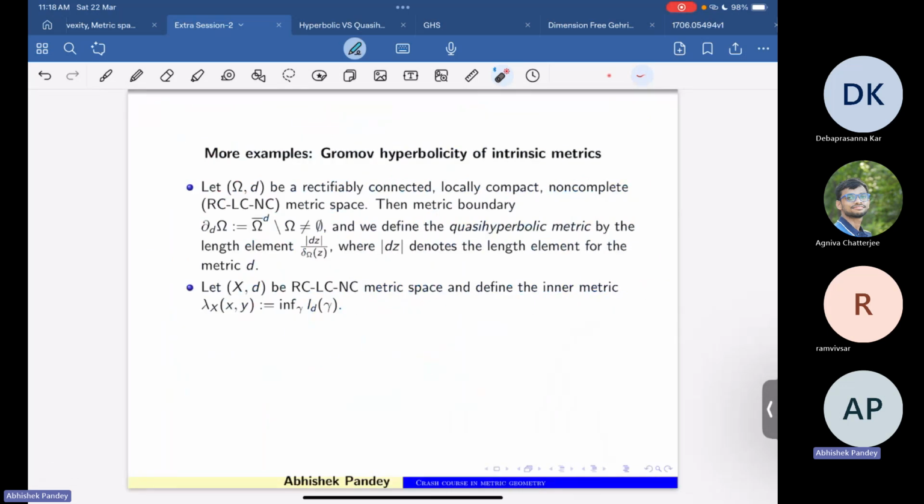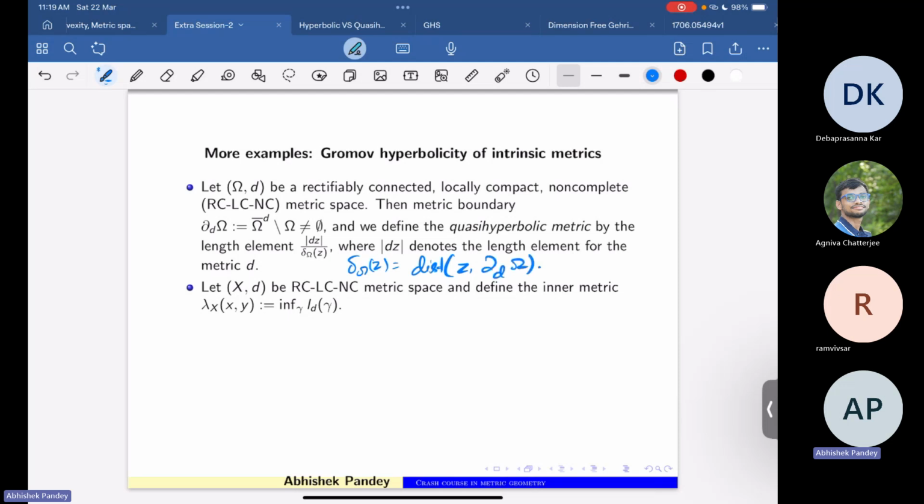Okay, so here we are going to talk about the characterization of Gromov hyperbolicity with respect to the quasi-hyperbolic metric. Again, let (Omega, d) be a rectifiably connected, locally compact, non-complete metric space, and we define the quasi-hyperbolic metric with the length element |dz| over delta_Omega(z). So here delta_Omega(z) is basically the distance of z to the boundary of Omega.